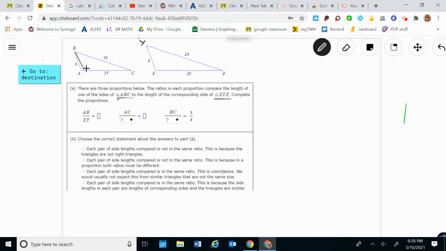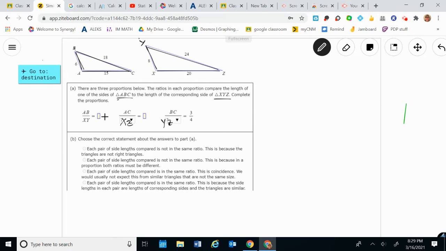AB is to XY as AC is to XZ. Okay, so the XZ would go here. It's important that you name them in the same order. Okay, BC is comparable to YZ.